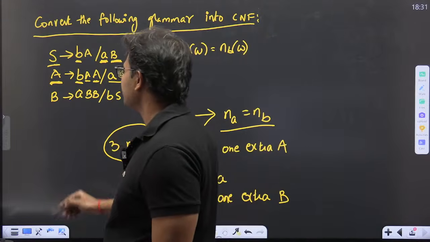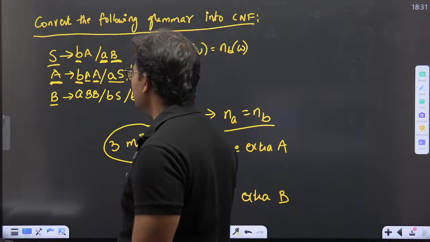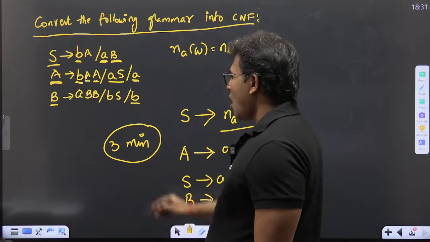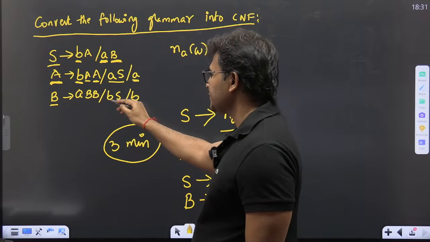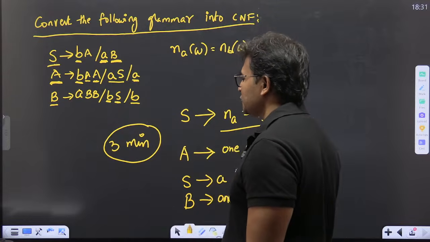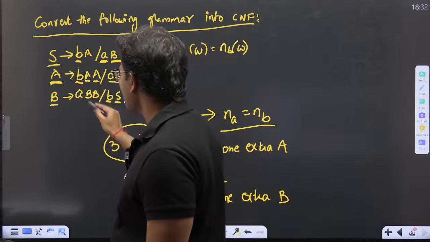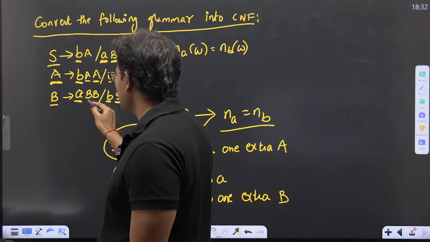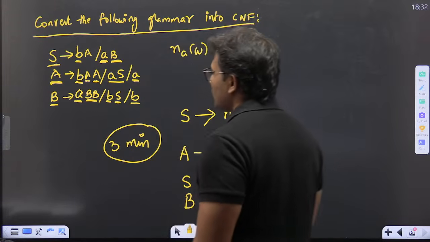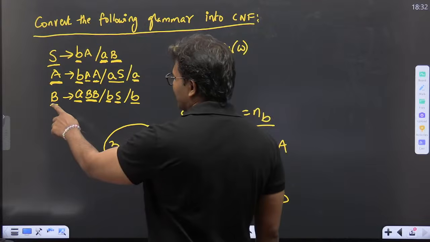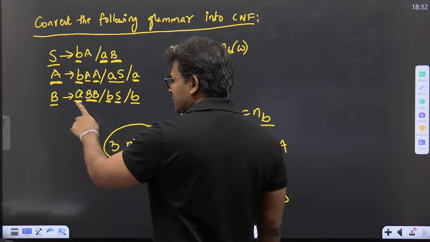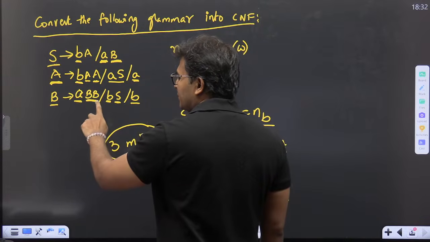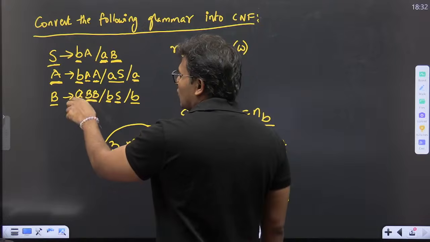Now, what about B? B's responsibility is to generate one extra B. Directly it can generate B, which is one extra B, or it can generate an equal number of A's and B's followed by one extra B, or it can generate one extra A followed by BB. Now, what does this mean? B has to generate an extra B, but instead it has generated one extra A. Now it is B's responsibility to generate two extra B's so that the total string will contain one extra B.